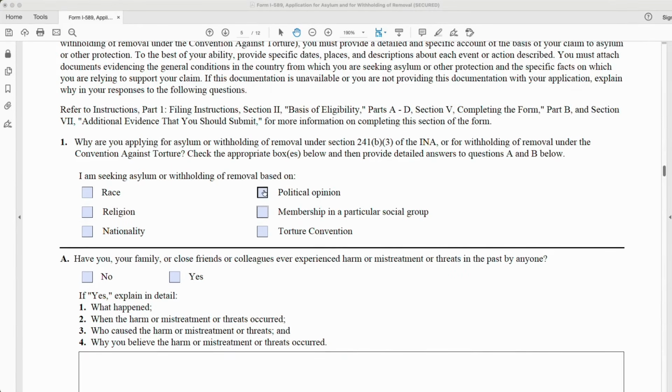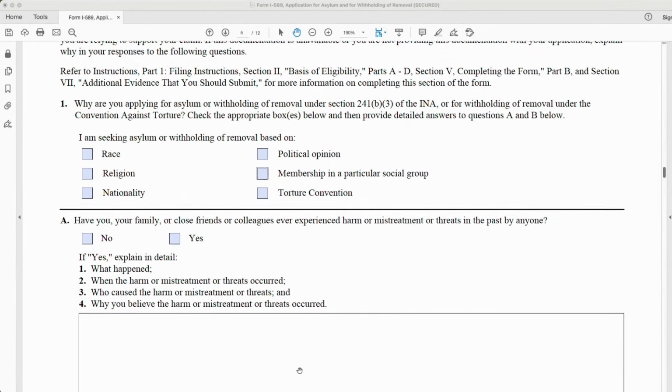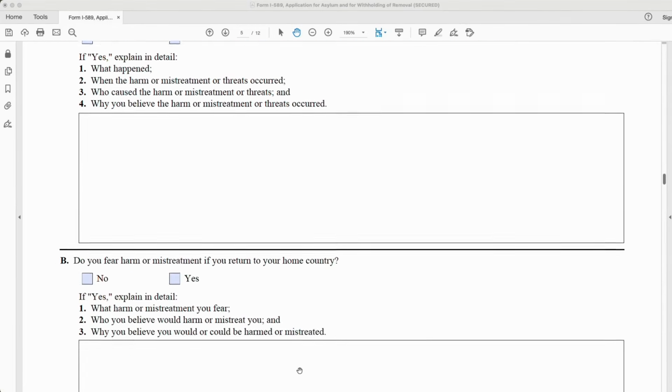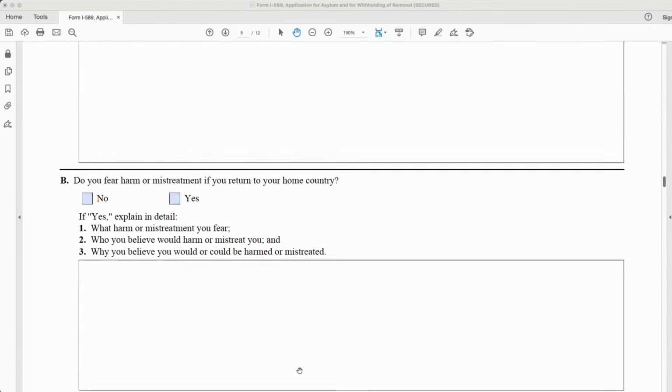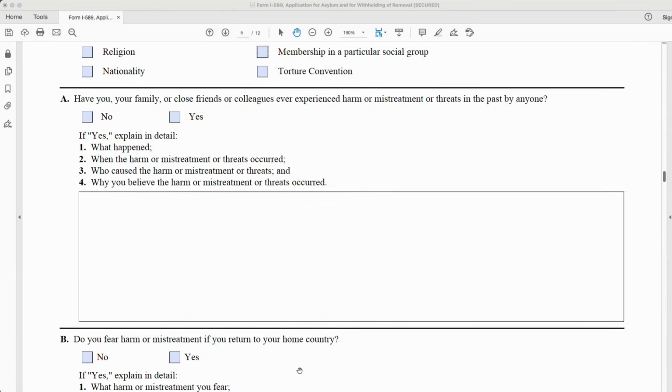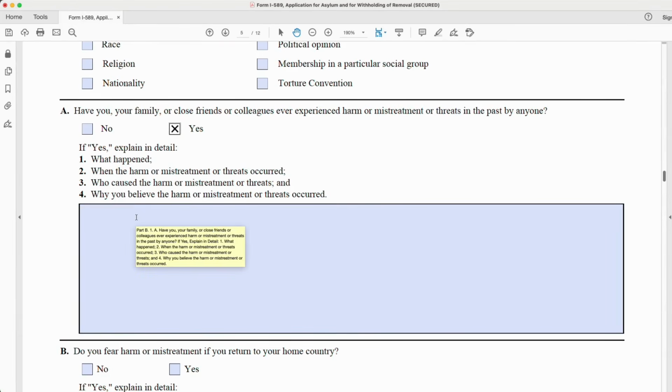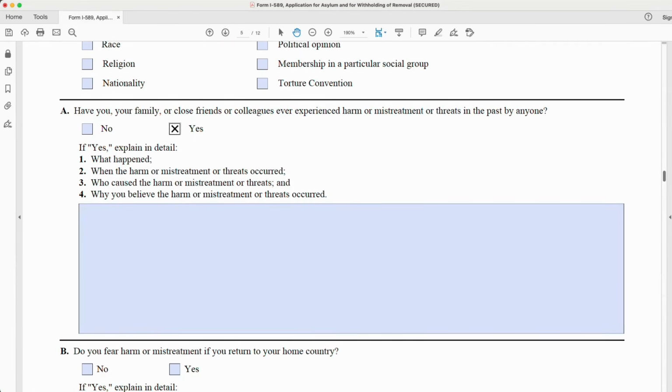After choosing a box or boxes here, write details about the reasons you selected here below in questions 1A and 1B. Question 1A here asks if you or your family or close friends have experienced harm, threats, or mistreatments in the past. If you have, you can check yes, and then, in the space provided, explain what harm happened. In this space, you can try to answer these questions.